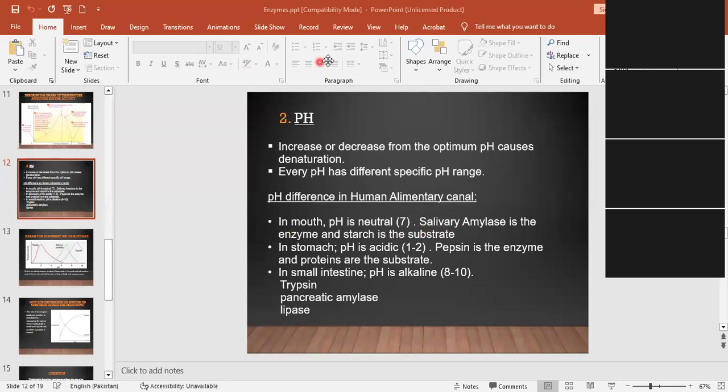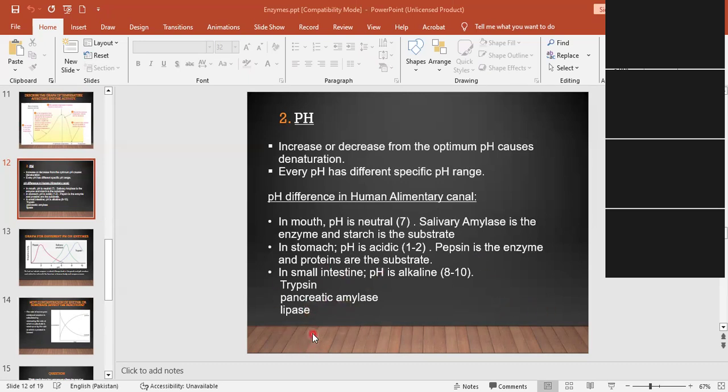Okay? In the stomach, the enzyme is pepsin, which acts on the protein, and it will only act if the pH is acidic, 1 to 2. Okay? And then in the small intestine, the pH is alkaline, 8 to 10. There are different types of enzymes present which mostly work in alkaline solution or alkaline pH: trypsin, pancreatic amylase and lipase.